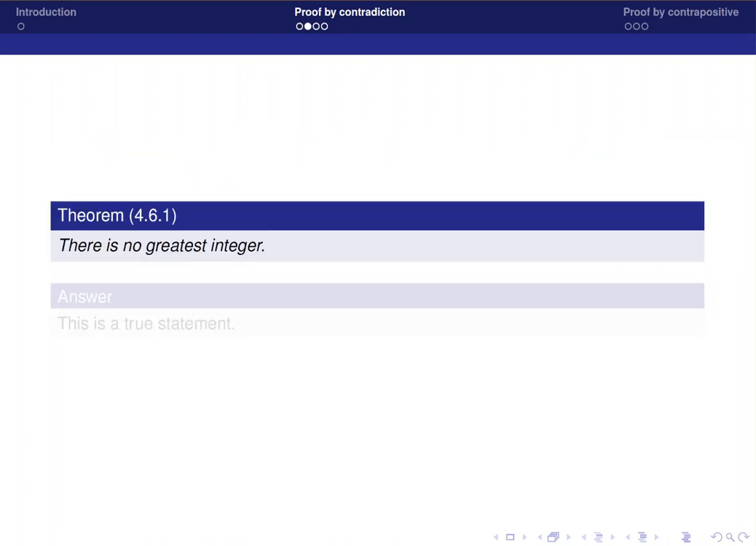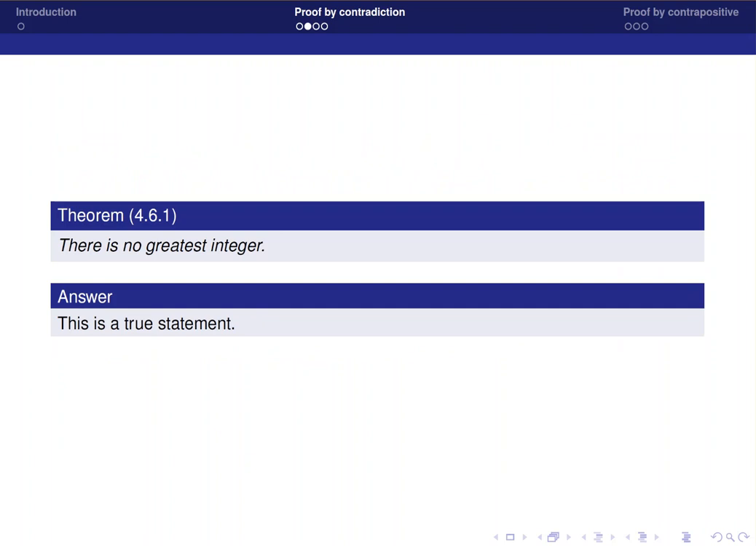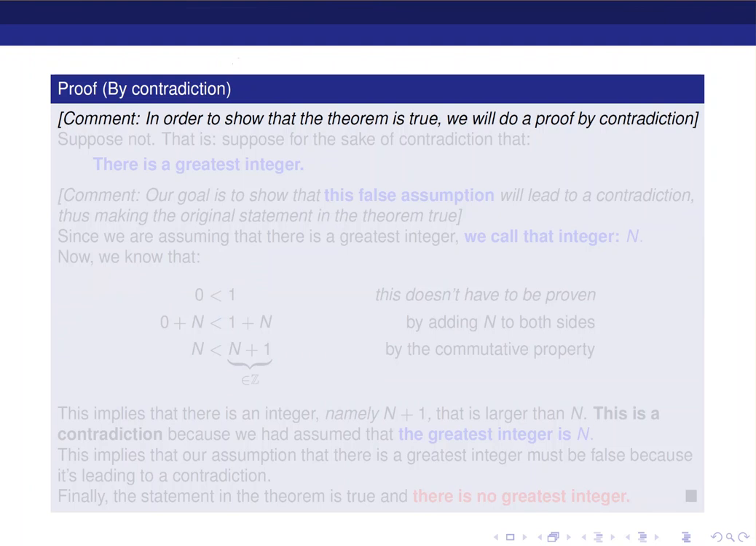Theorem 4.6.1 says there is no greatest integer, which is obviously a true statement. So how do I go about proving this statement? Keep in mind, I want to do a proof by contradiction. So the first change compared to what we did before is that now we are going to write at the very top of the proof: by contradiction.